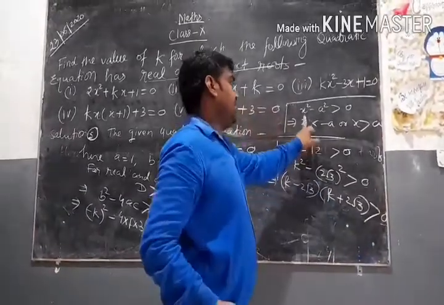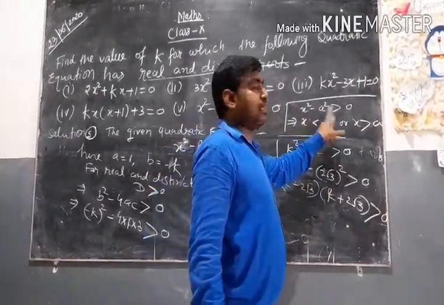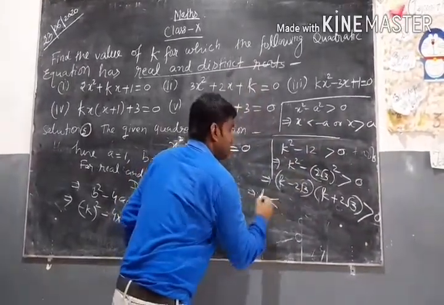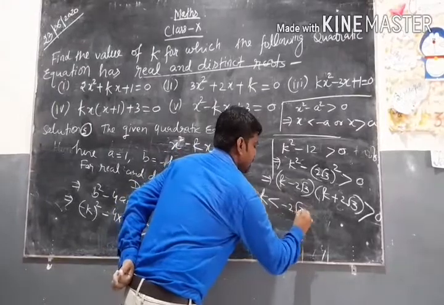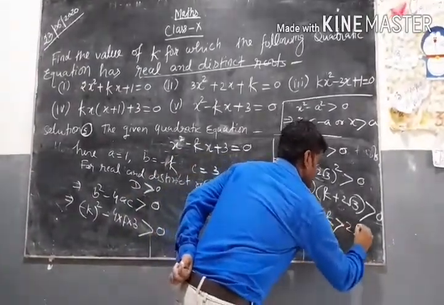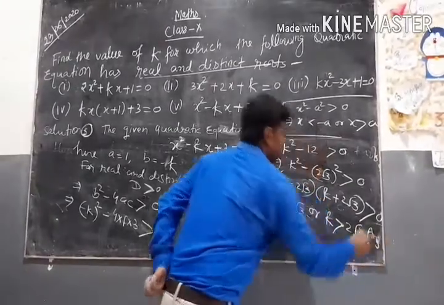Now apply this result. Whenever x square minus a square is greater than 0, it becomes x less than minus a or x greater than a. So it becomes k less than minus 2 under root 3 or k greater than 2 under root 3. So this is our required solution. Thank you.